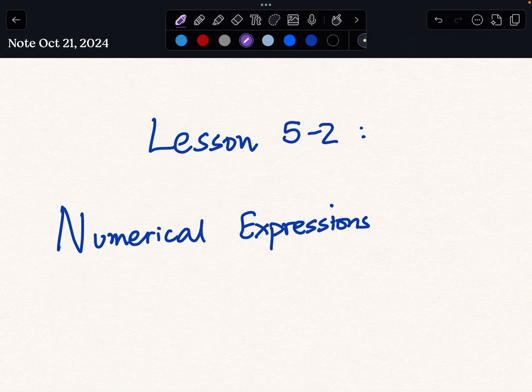Welcome to lesson 5.2, guys. This is the lesson on numerical expressions. This is on page 269 of volume 2, Reveal Math, course 1. This is the first module in this volume 2 book, like we used yesterday when we did 5.1.